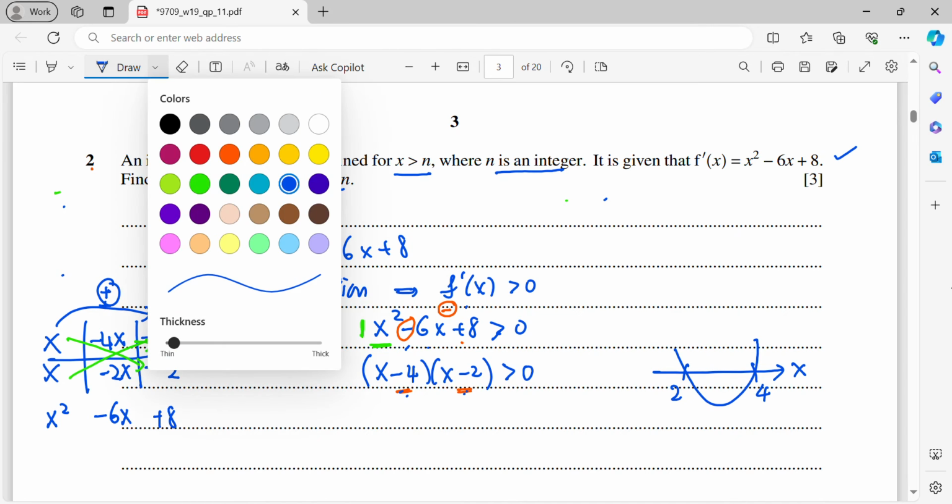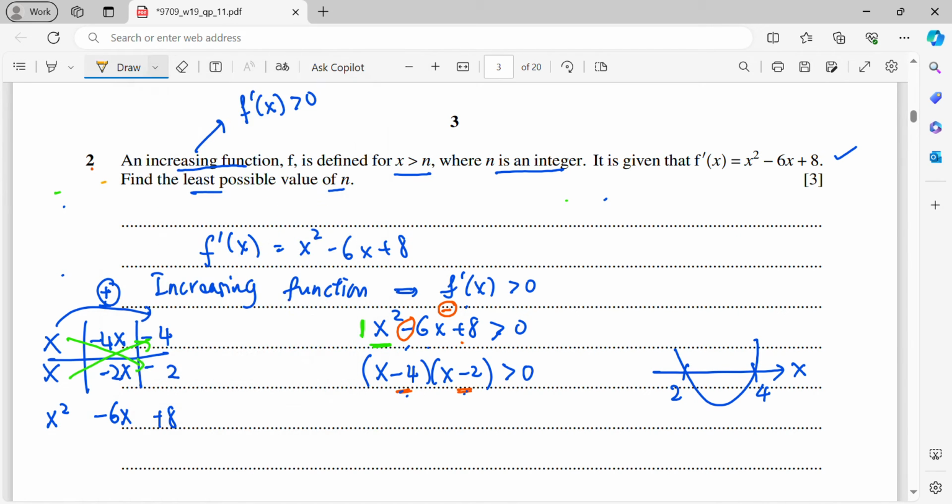For the final answer, which is very important, we refer to here. This is greater than 0. Greater than 0 means it will be above the x-axis. So the region above the x-axis, the orange color, is x greater than 4, or x less than 2. So that's the solution of this question.